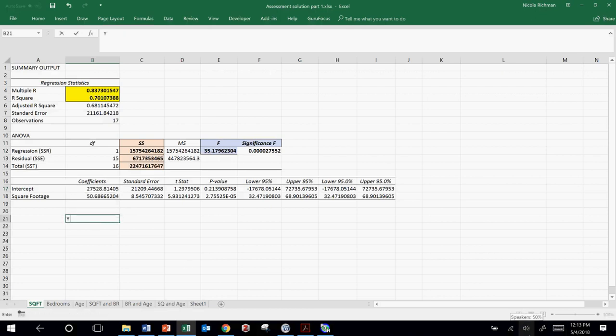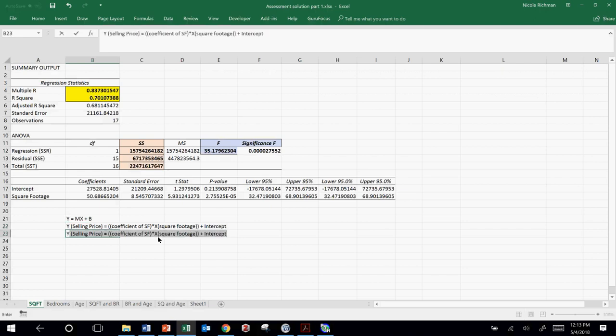So in Y equals MX plus B, our intercept, Y, or selling price, equals our square footage multiplier, so our coefficient here, coefficient of square footage, times our X, which is selling price, or sorry, which is square footage, plus our intercept.